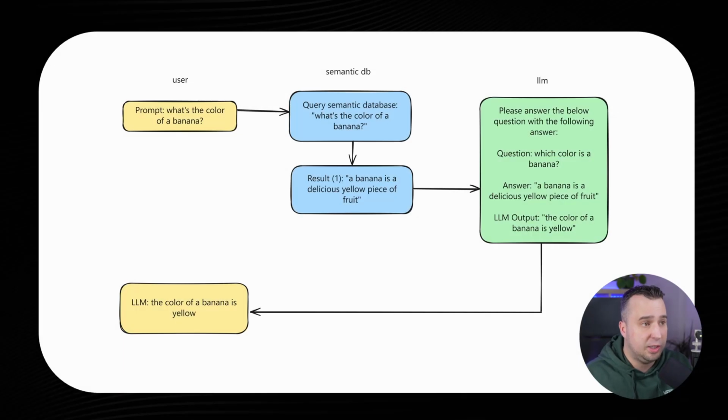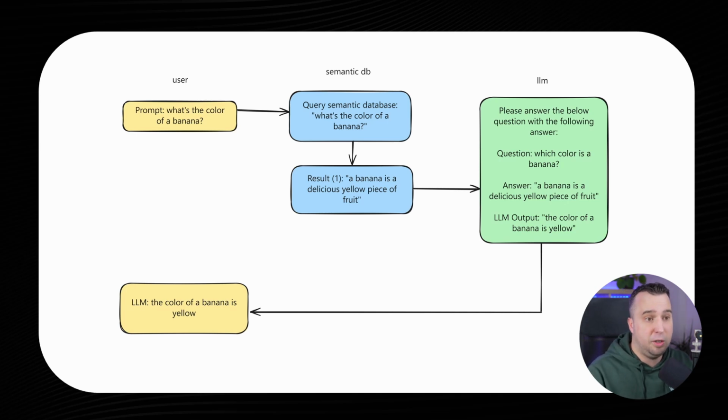So what you see here is the working of what we call naive RAG. This is how retrieval augmented generation normally works. The user asks a question, for example, what's the color of a banana? Then based on this question, a similarity search is executed on a semantic database. This means that we're going to try to find text in a semantic database which is semantically similar to the question of the user. So we're going to get all the texts that have something to do with color or banana, and preferably both.